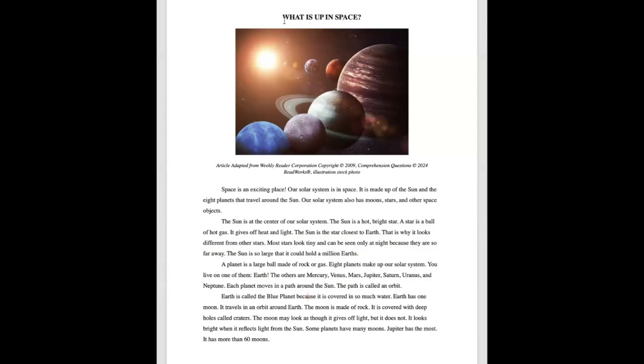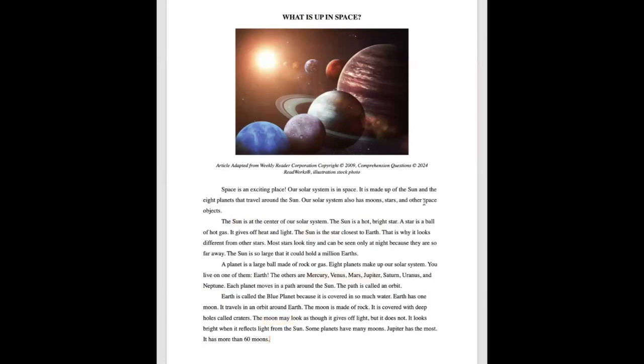Well, let's look at the title again. What is up in space? And then look, the first paragraph talks about moon, stars, and other space objects. Here it's talking about the sun, that's up in space. Here it's talking about the planets that are up in space. Here it's talking about moons that are up in space. We know there's something to do with Earth.